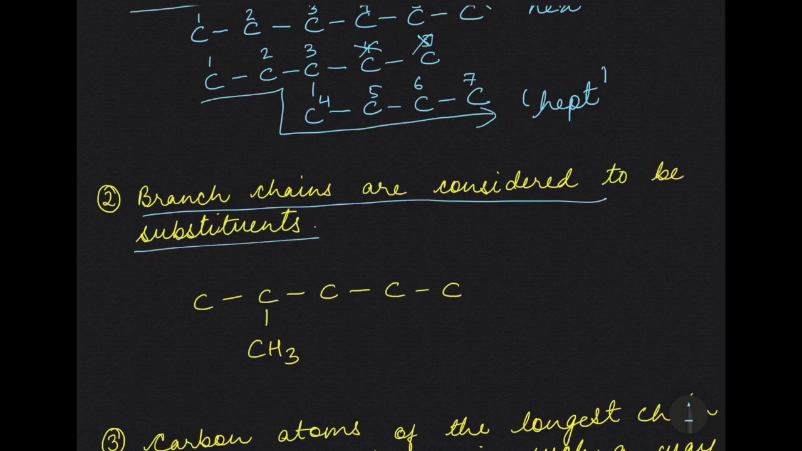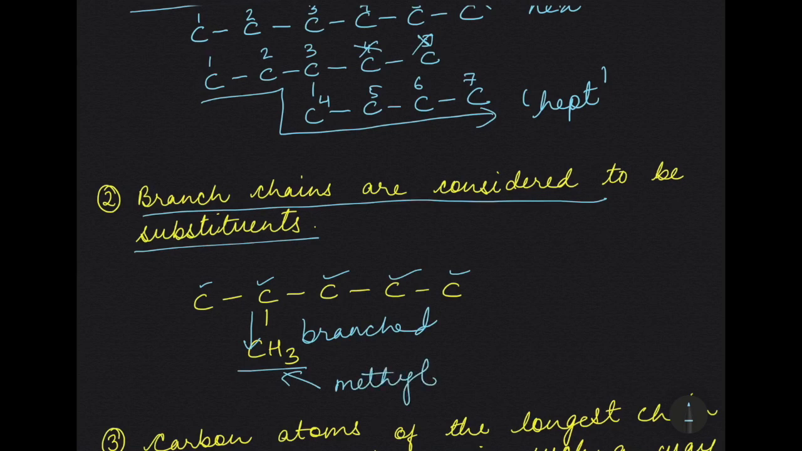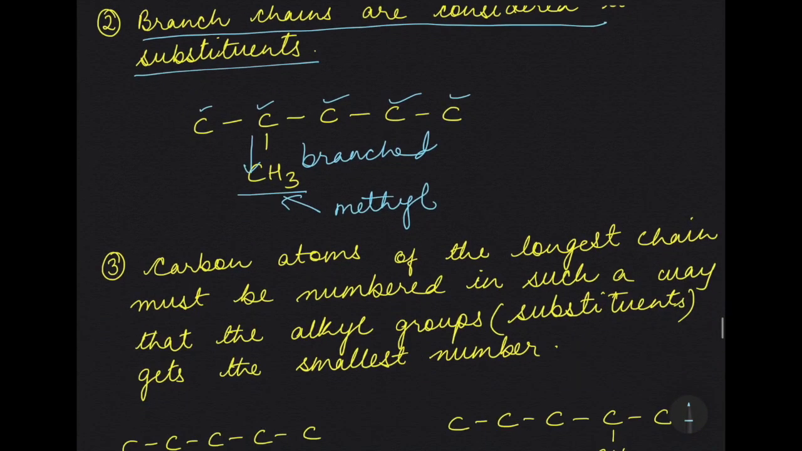Next, the branch chains are considered to be the substituent. So here you can see this, and one more carbon is here. So this has become branched. This branch is actually the substituent. In this case, it is methyl. Now when you number 1, 2, 3, 4 and 5, methyl is attached to the second carbon. So it will be 2 methyl.